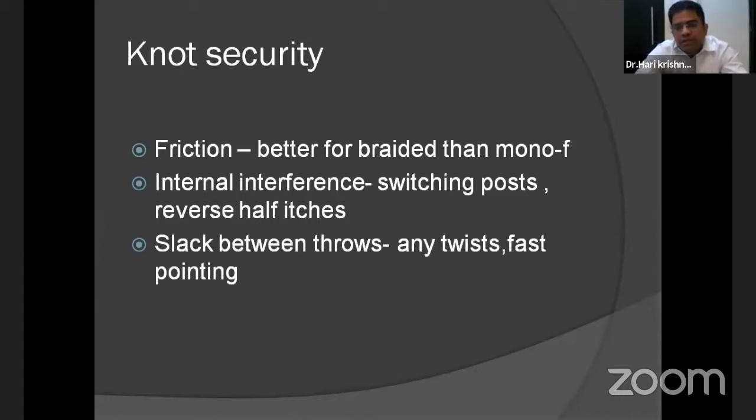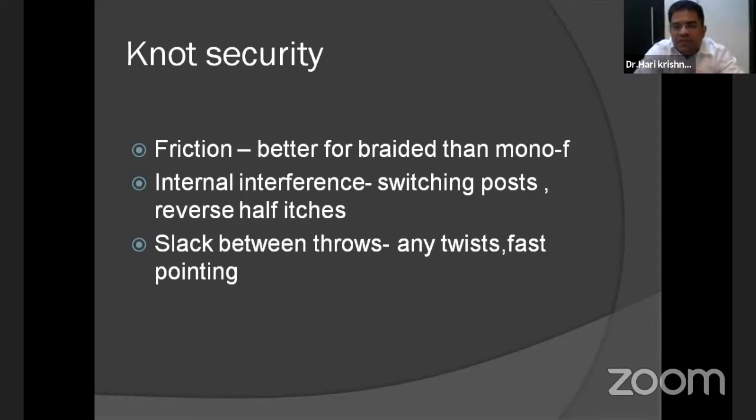So once we go on putting the overhand and we start it, there are chances of internal interference and a high chance of failure. So how do we decrease the chances of internal interference? By switching the post. Once the loop can be switched to the post and the post can be switched to the loop, we can decrease the chances, which means we can increase the knot security.